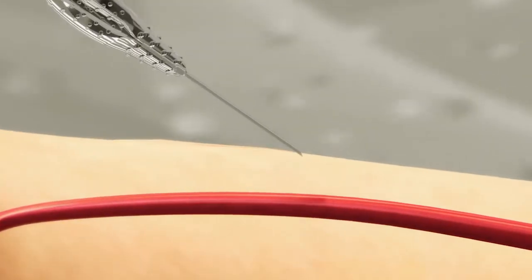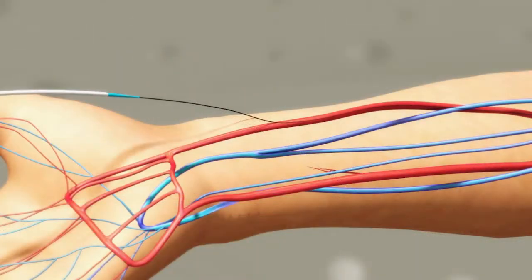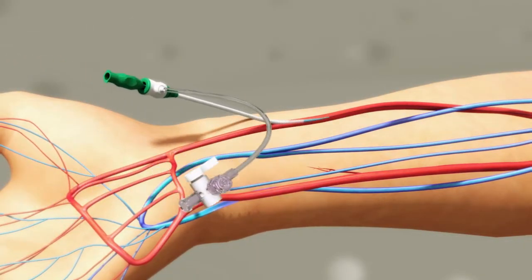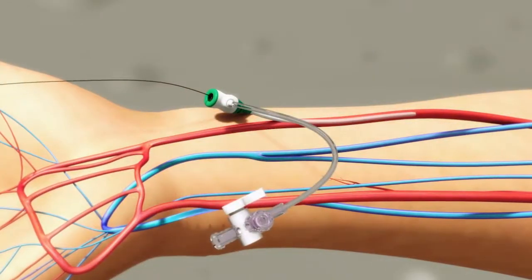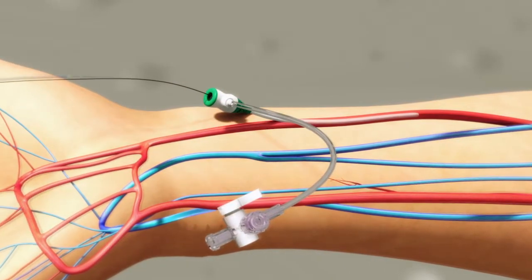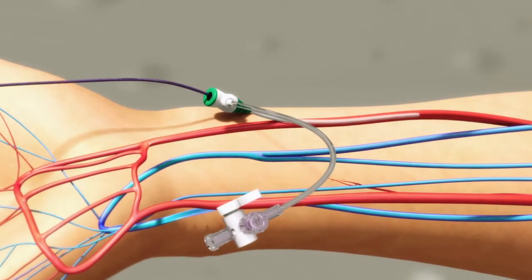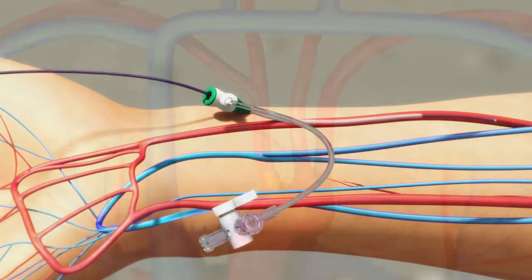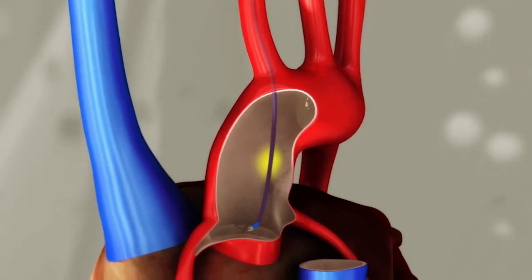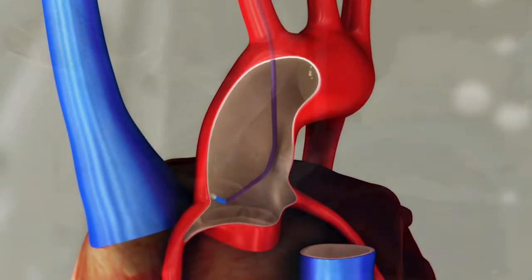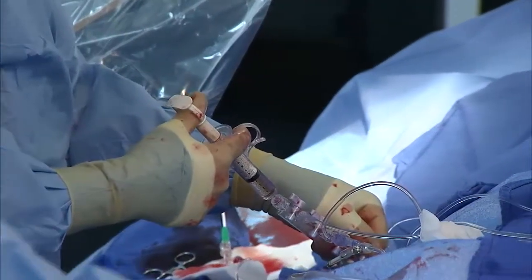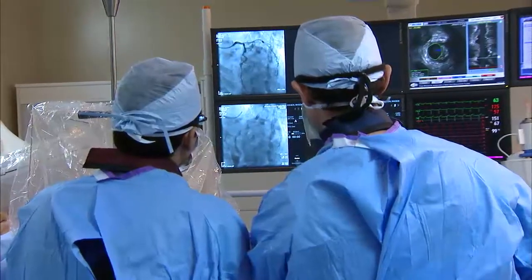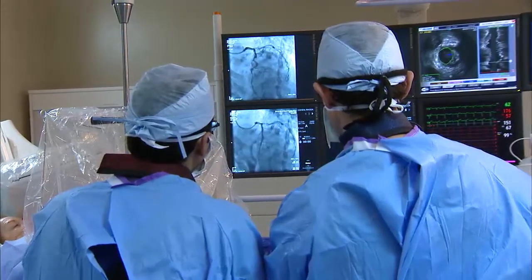Then a tiny puncture is made and a short tube called a sheath is inserted gently into your artery. Next, your doctor inserts a small guide wire and a long, thin, flexible hollow tube called a catheter through the sheath to access your coronary artery. During the procedure, your doctor injects contrast dye through the catheter and into your bloodstream, so your arteries can be viewed on the X-ray monitor.